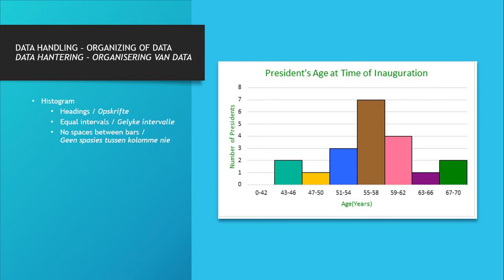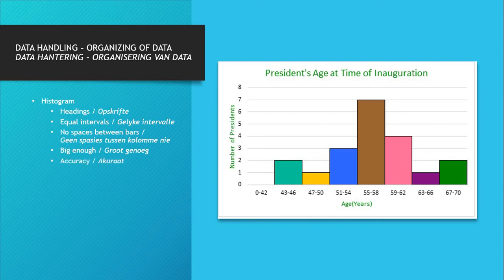Do not get confused. There was no president between 0 and 42. They were always older than 42, hence there's nobody there. It's not a gap that is existing, it's just that nobody was there, so we're at 0. So your histogram will start at the y-axis, moving on with no spaces. Once again, it needs to be big enough and it needs to be accurate.